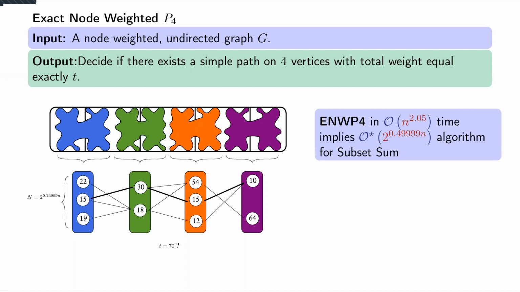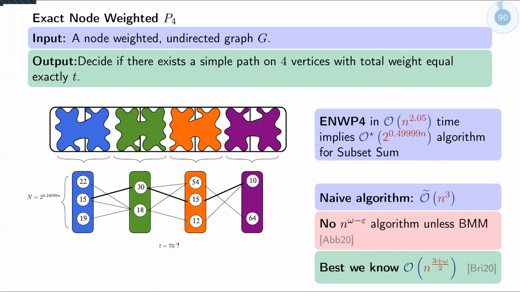Now what I'm claiming is that if you were able to solve it in quadratic time, then you would break meet in the middle, because this calligraphic N is smaller than 2 to the n quarter. Basically, you can think of our reduction as a reduction to this exact node-weighted four-path. Unfortunately, the naive algorithm for it runs in cubic time, and unless Boolean matrix multiplication is improved, you cannot hope to get to the omega time.